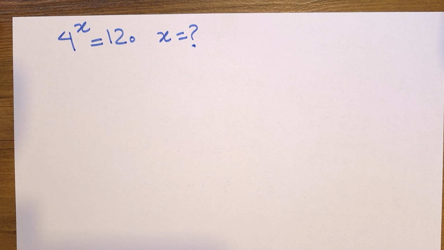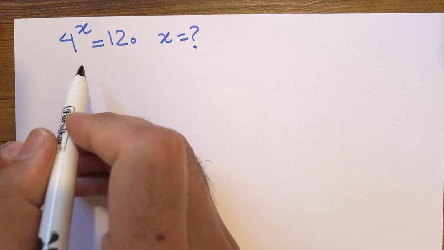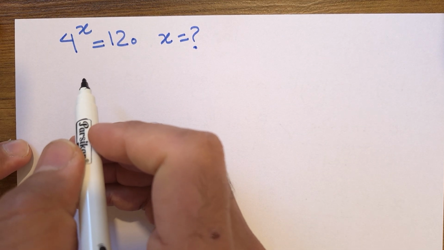So let's start solving for that. That's a classic exponential problem. Since the variable is in the exponent, we use the logarithm. So 4 to the x equals 120. What is the value of x?